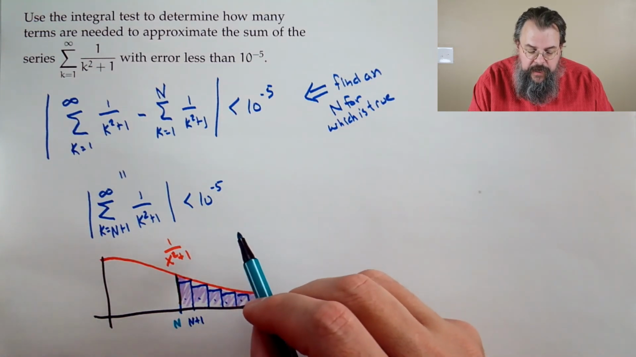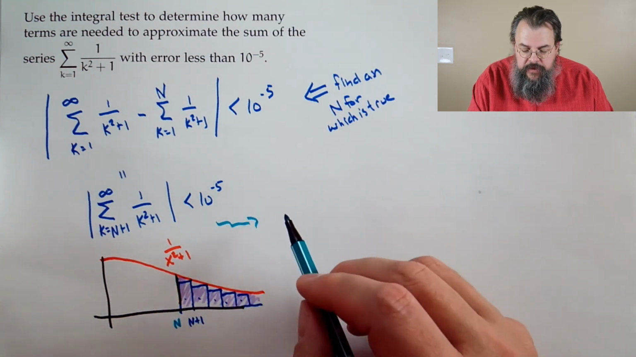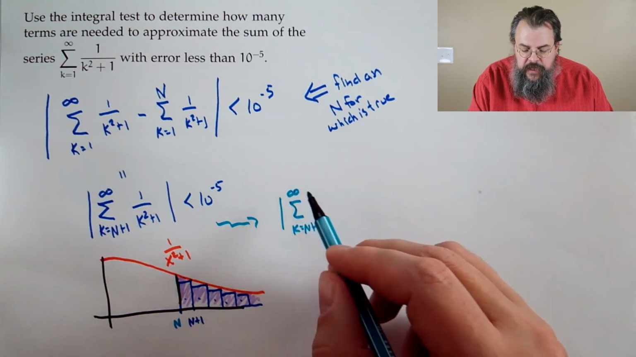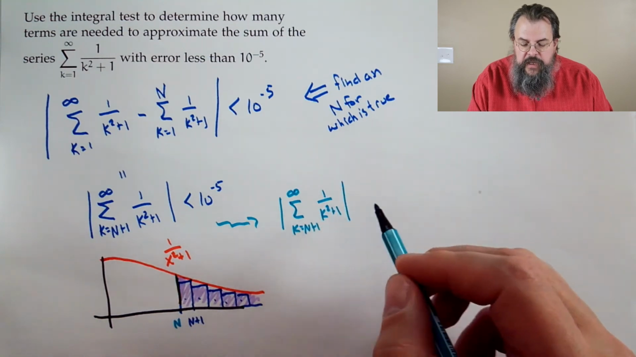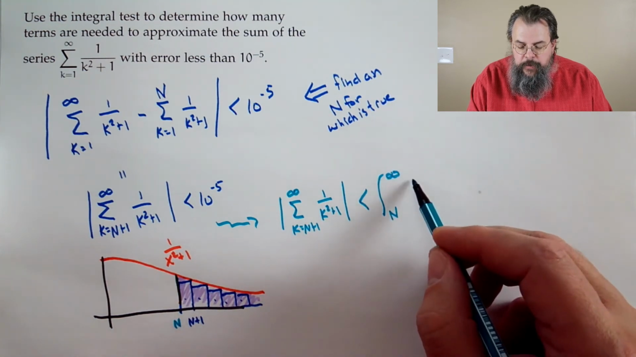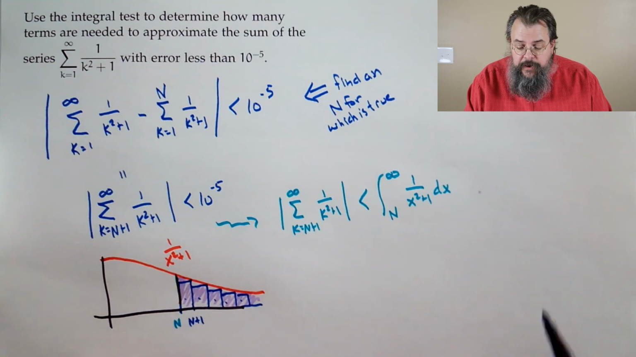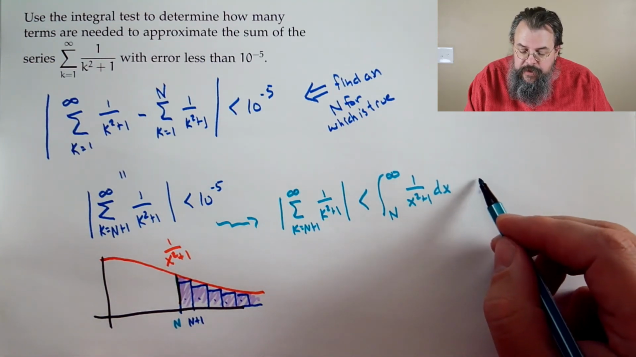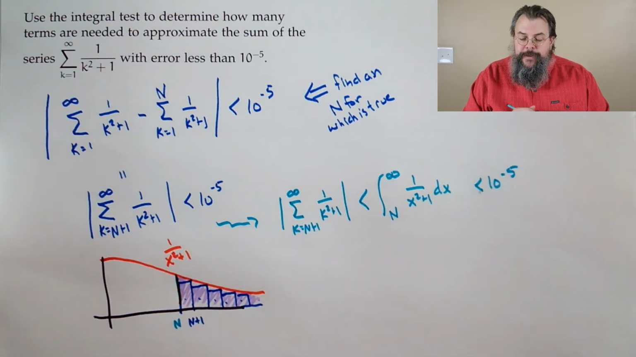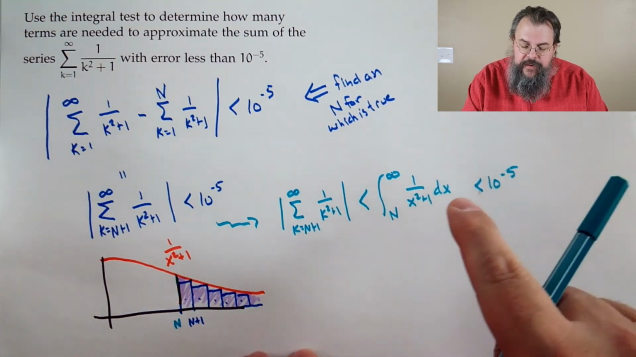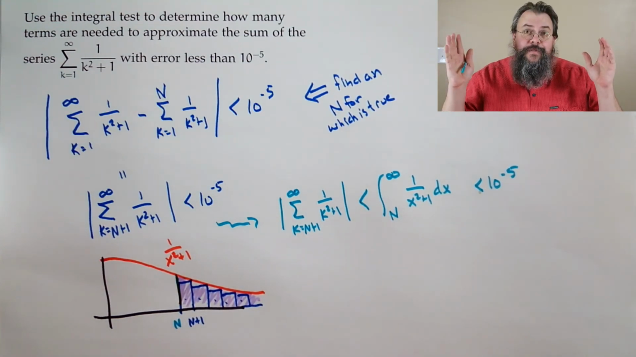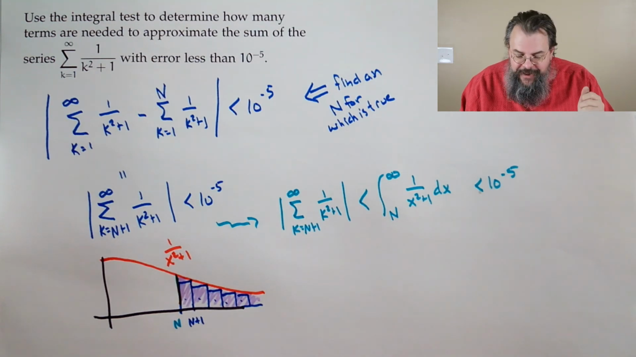Okay, so we say, aha, the sum from capital N plus 1 to infinity of 1 over k squared plus 1 is less than what we would get if we integrate from capital N to infinity, 1 over x squared plus 1. Now let's make this less than 10 to the negative 5. If we can do that, then because our sum is less than this integral, our sum is less than 10 to the negative 5, which means we've achieved our goal. Our error is small.